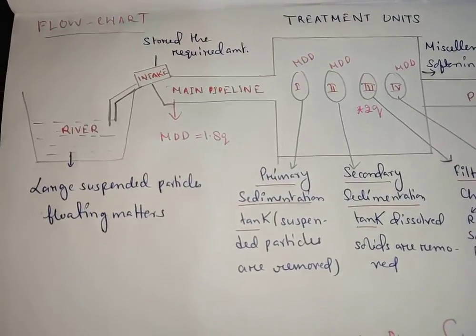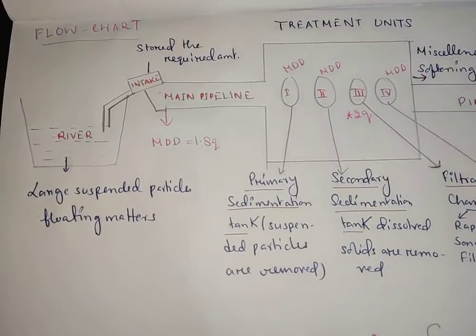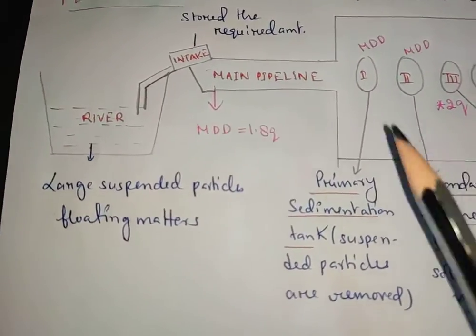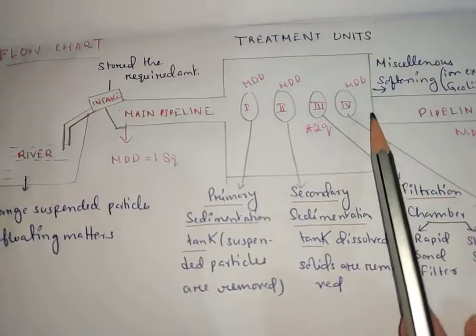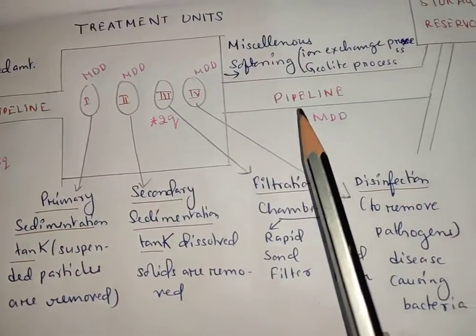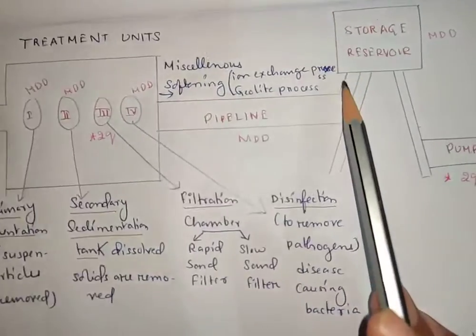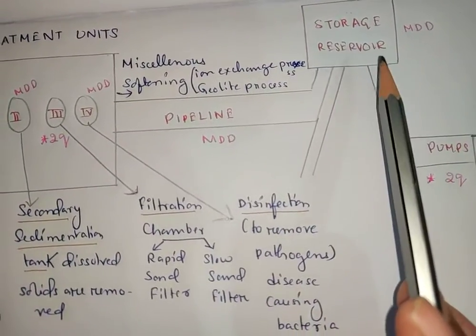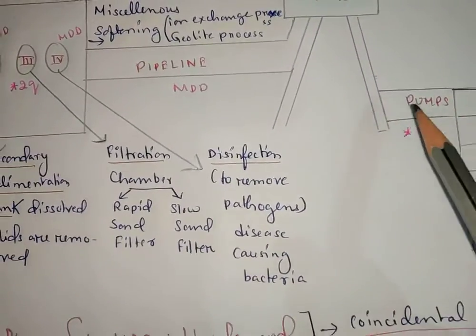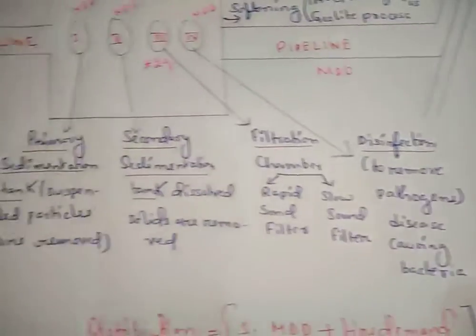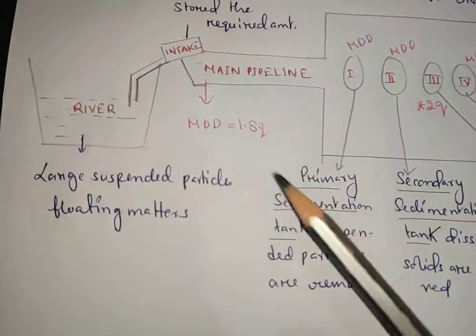Okay, see this flow chart: how water is taken from the river, then from this main pipeline it is taken to the treatment units, then through this pipeline it is again taken to the storage reservoir, and from this storage reservoir using the pumps it is distributed among the households. So let's learn about how it works.